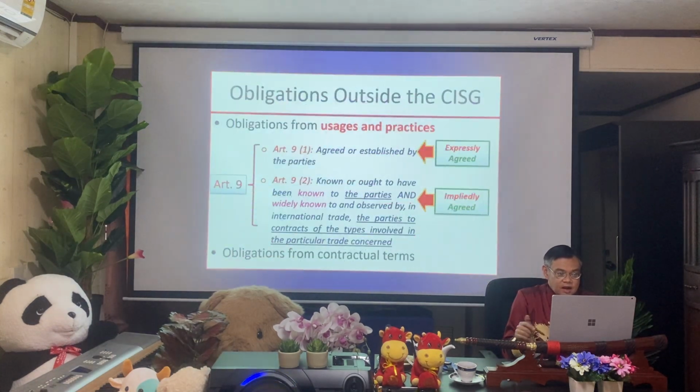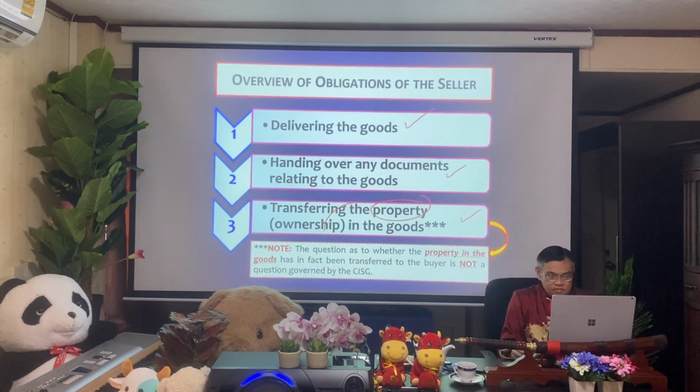After giving us an overview of the obligations of the seller, the following provisions will give us an elaboration upon each obligation: the obligation to deliver the goods, the obligation to hand over any documents relating to the goods, and the obligation to transfer the property in the goods.